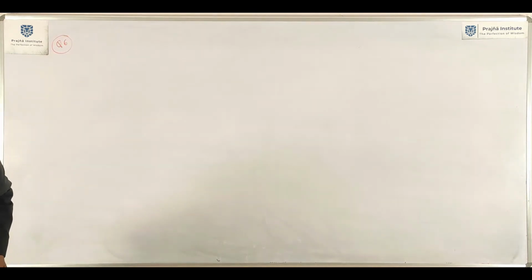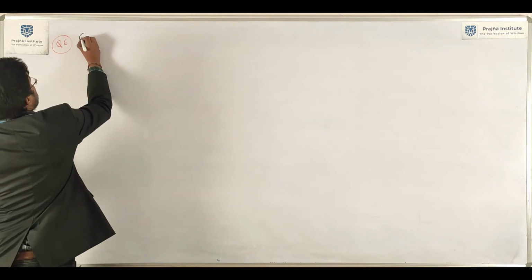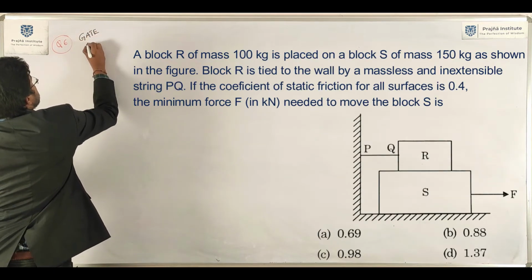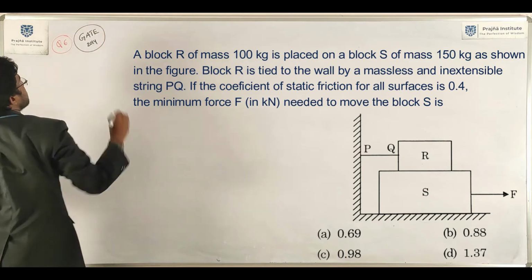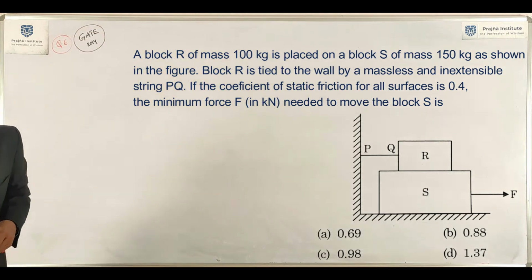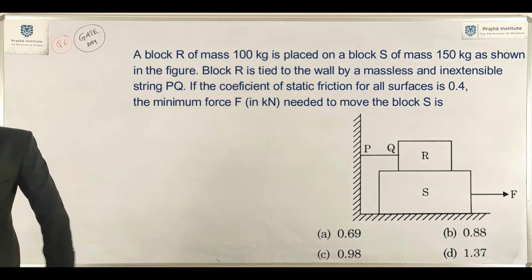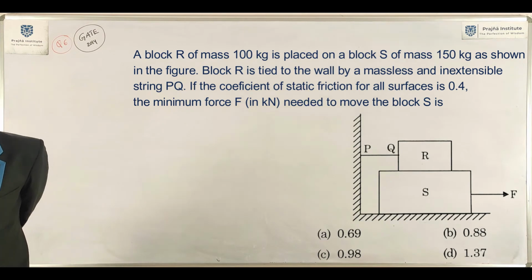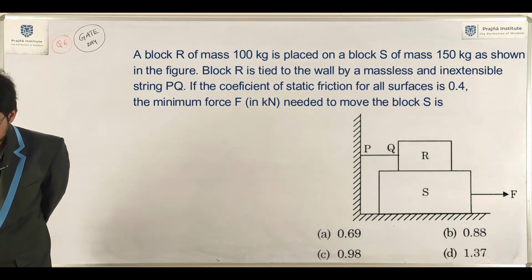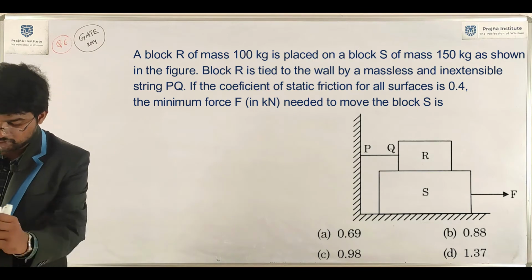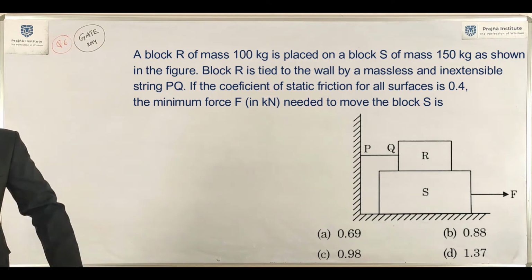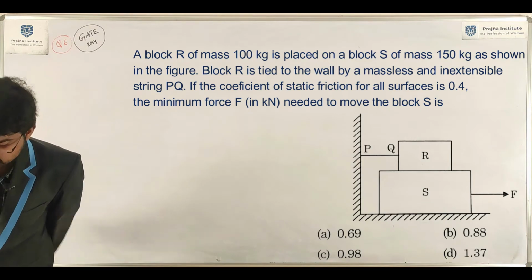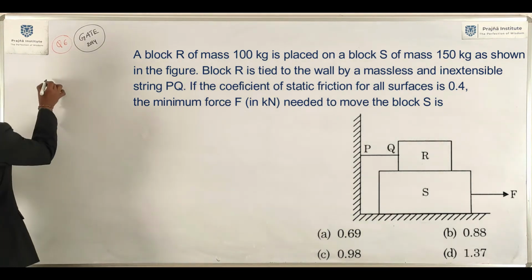GATE 2014. Okay. Now, write down. A block R of mass 100 kg is placed on a block S of mass 150 kg as shown in figure. Block R is tied to the wall by a massless and inextensible string PQ. The coefficient of static friction for all contact surfaces is 0.4. The minimum force F needed to move the block S is, just to draw this figure.